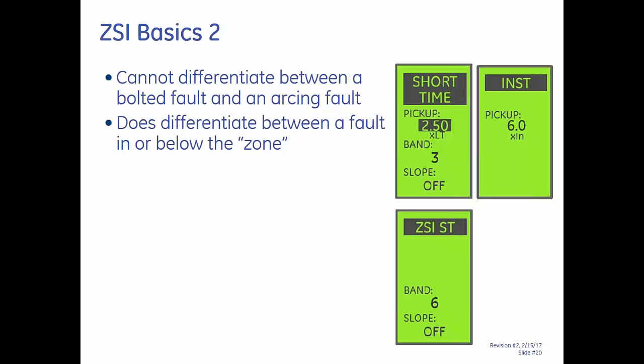However, it can differentiate between a fault in or below the zone, and that's the key advantage of ZSI, because it now knows if the fault is below both breakers in the zone or between them. It can then manage its settings dynamically to allow the coordination to continue, even when you have these low settings. Because it's not a temporary measure, it can influence the arc flash label, unlike a maintenance switch.